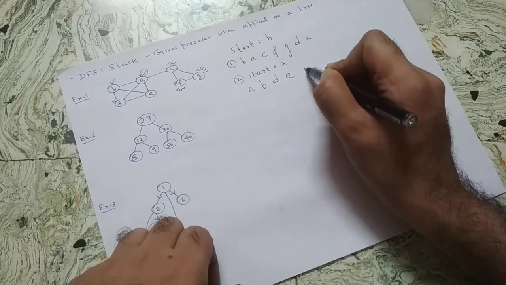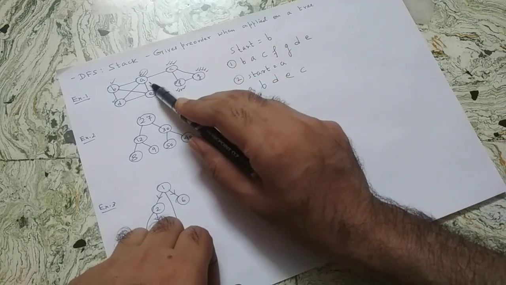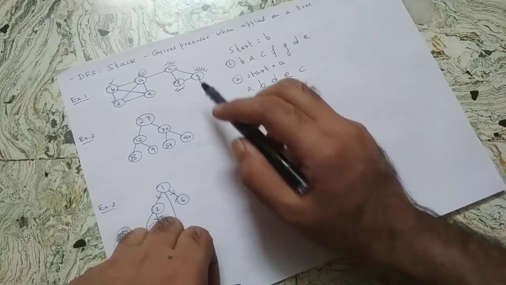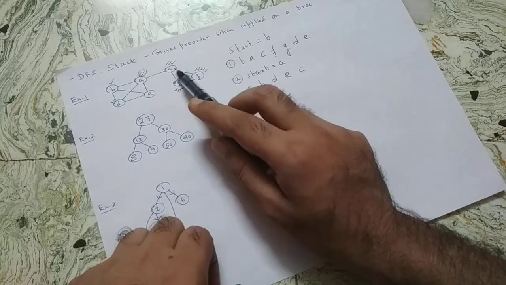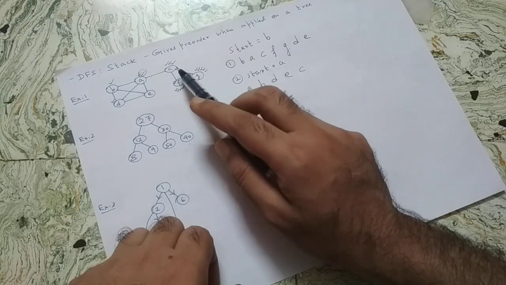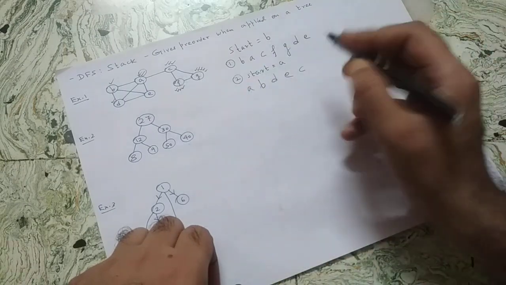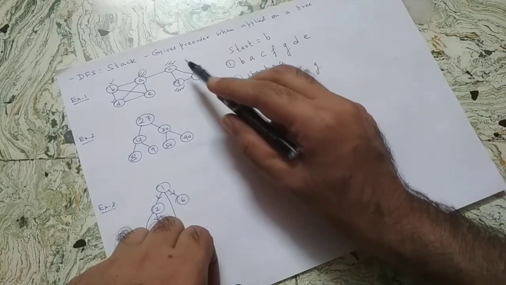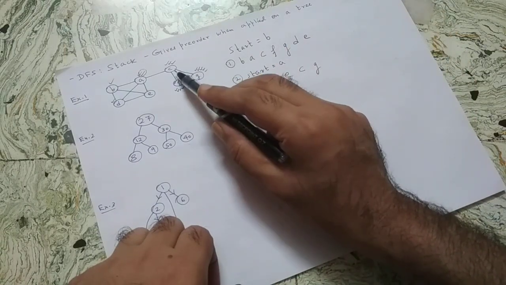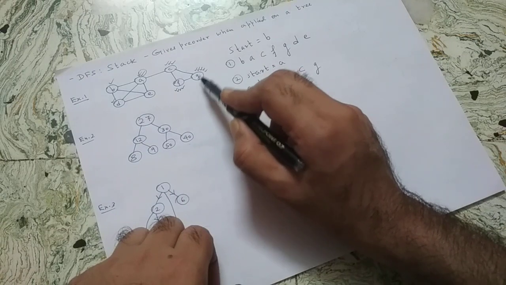So I'll visit C, and now I'll suspend the exploration of A and start exploring C. Now when I start exploring C, I'll look at the adjacent vertices. The adjacent vertices of C which have not been visited are F and G. So I'll visit one of them. Let me visit G. Now when I'm visiting G, I'll suspend the exploration of C and I'll start exploring G.